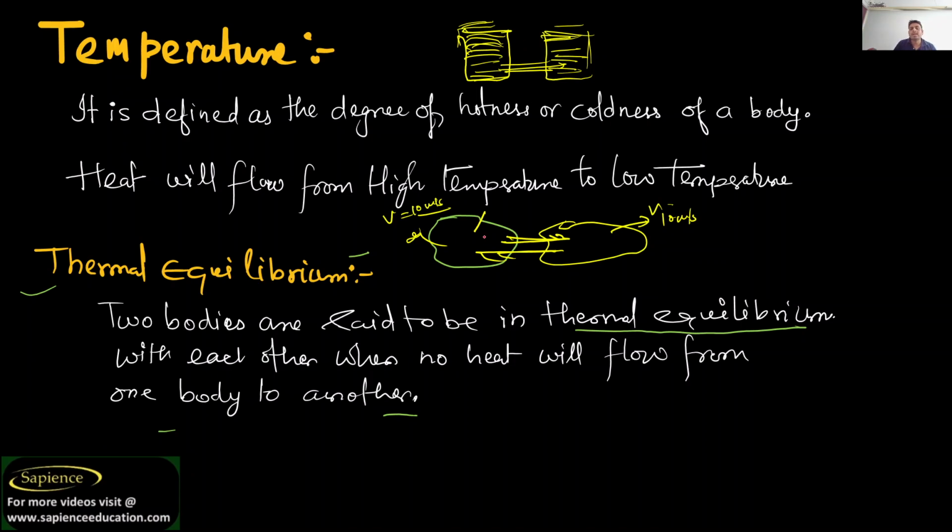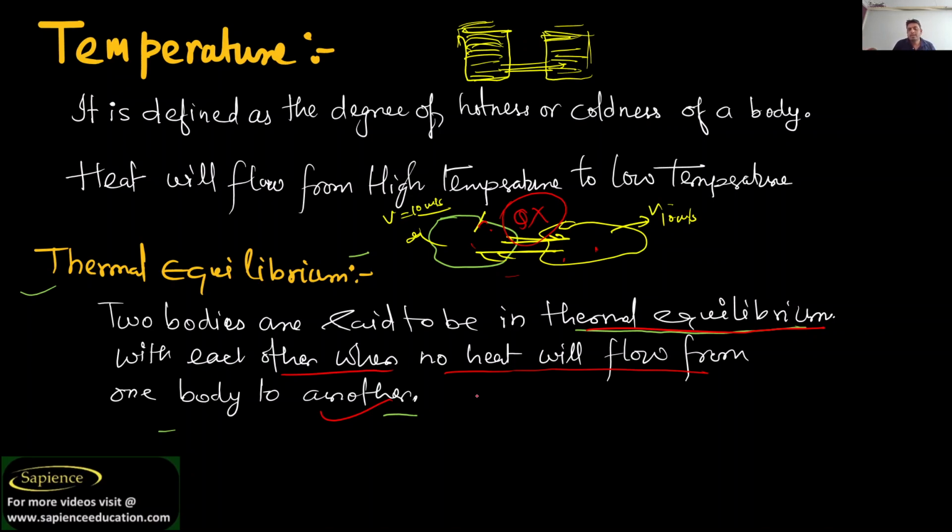Heat flows from high temperature to low temperature. But as soon as it is in thermal equilibrium, no heat flows happen. Why? Because both have the same temperature. So two bodies are said to be in thermal equilibrium with each other when no heat will flow from one body to another body. I hope you have now understood the concept of thermal equilibrium.